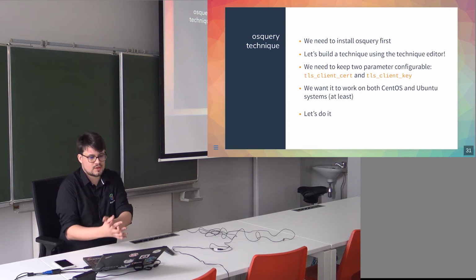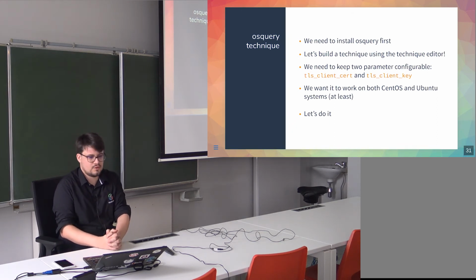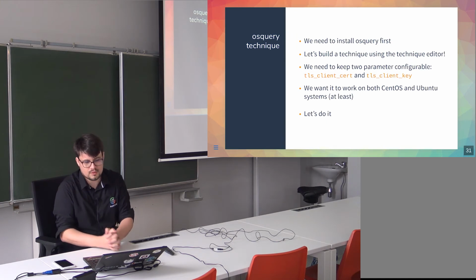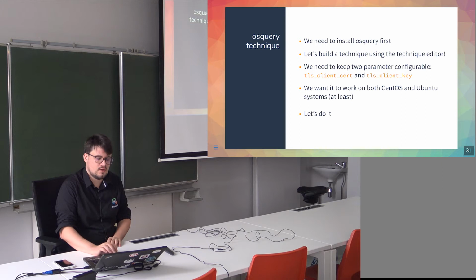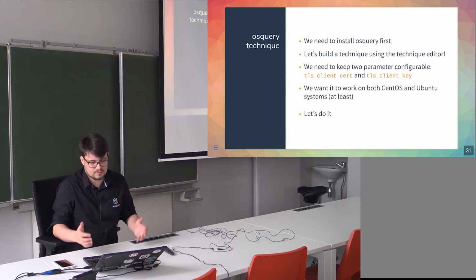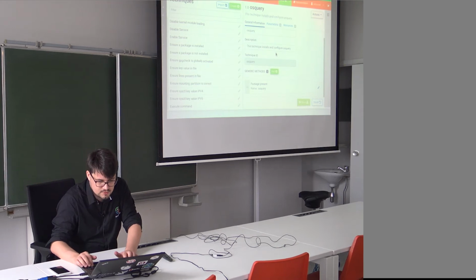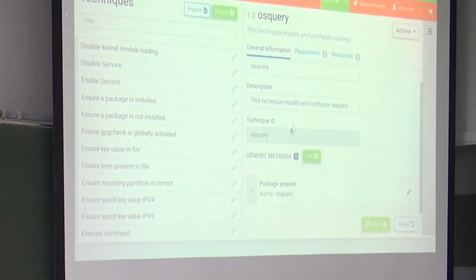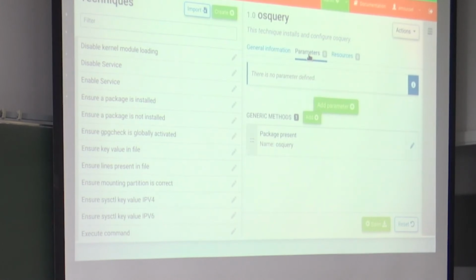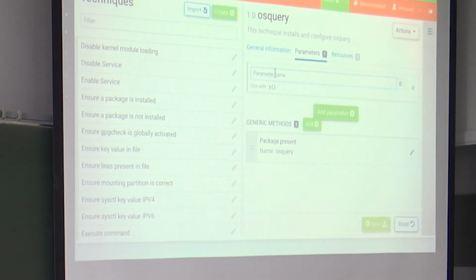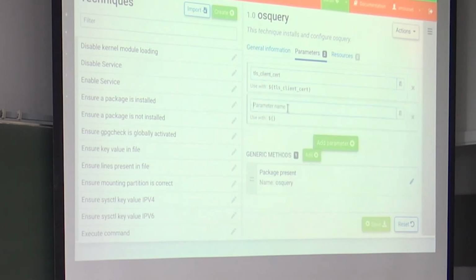So in our case, we want to configure a client TLS certificate for our OS query daemon. So we want to keep these two variables in the OS query configuration as variables in our technique. So the technique won't know precise values, but will be configurable. How we do this is to use the parameters tab here, and add parameters. So TLS client cert and TLS client key. That's what we want. Okay, I can save it.